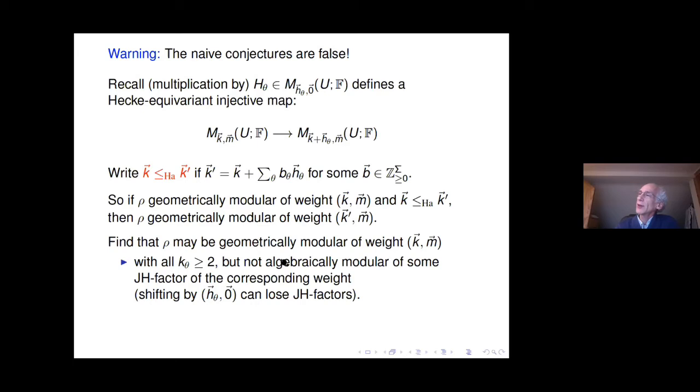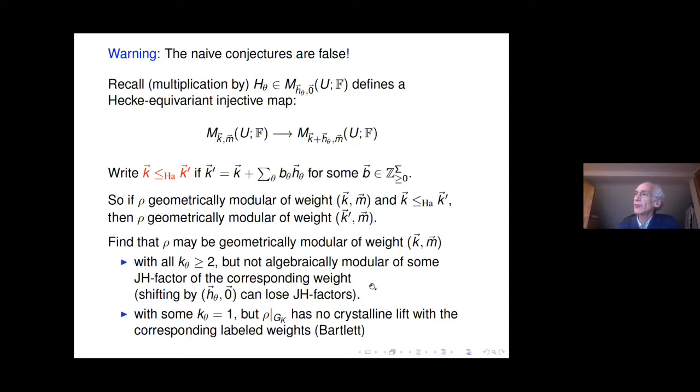So you can't expect geometric and algebraic modularity to be equivalent in general, and since algebraic modularity, at least assuming the prime Mazur conjecture, is characterized by existence of crystalline lifts, that can't be true for geometric modularity. And you see the failure also outside the range of algebraic weights. You have partial weight one forms that you get by multiplying by partial Hasse invariants, for which there's no crystalline lift, which you can prove. Well, Bartlett gave examples by analyzing possible crystalline lifts in this situation using p-adic Hodge theory.